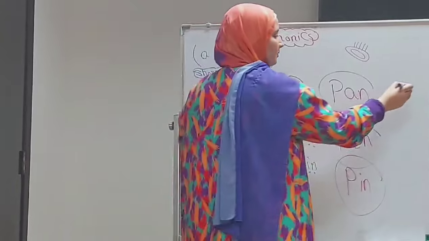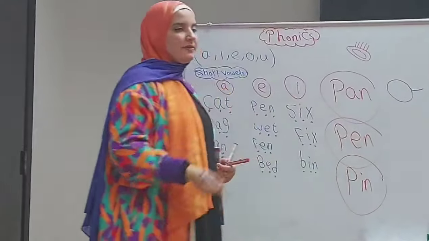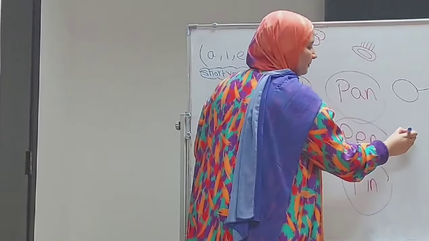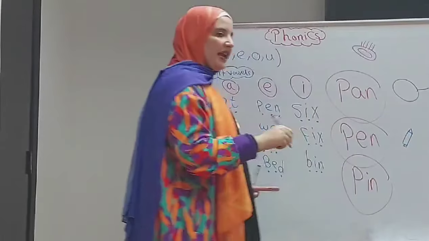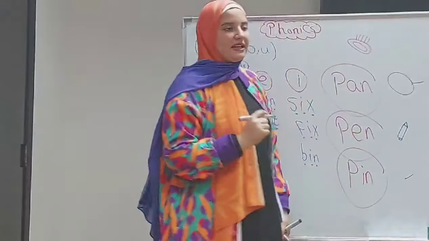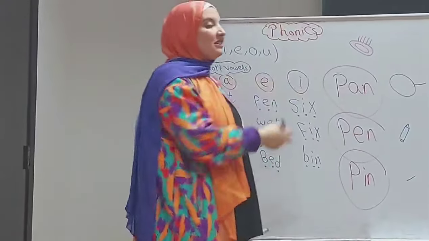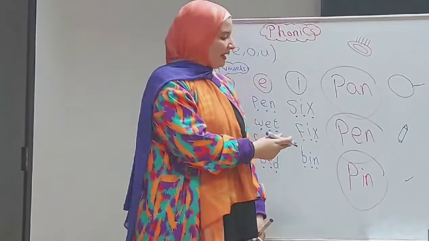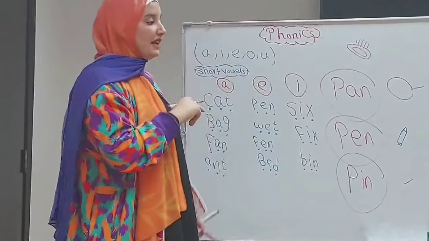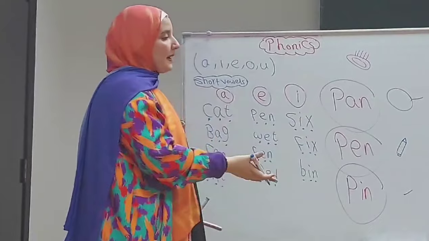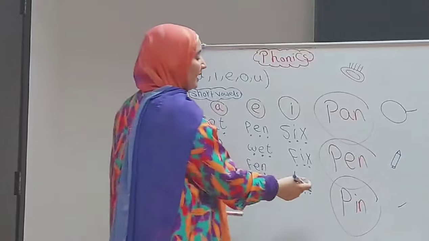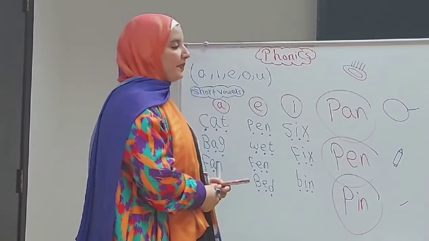Okay, do you know this word means closer? Pan. Pan. And this one? Pen. Pen. And this one? Pin. Pin. This one is the pan, this is the pen, and this one is the pin. So I have to pronounce correctly. Pan. Pan. And this? Pin. Pin. Okay?